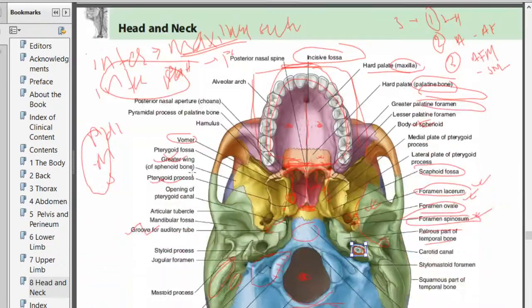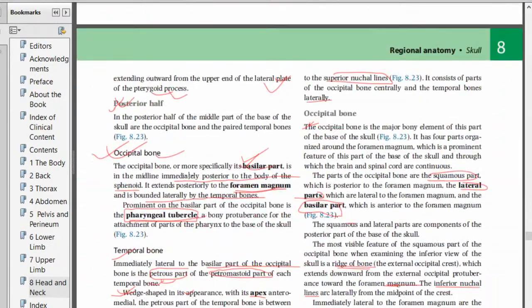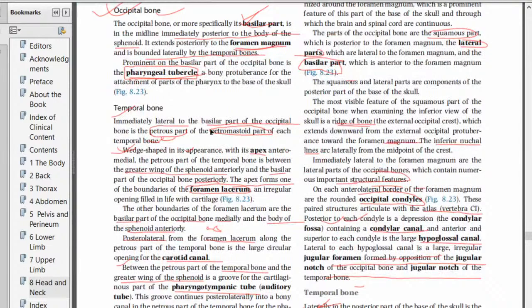I'm searching for the temporal bones. Immediately lateral to the occipital bone, there is the petrous part of each temporal bone. It is pyramid-shaped, with its apex anteromedial. The apex forms a boundary of the foramen lacerum.